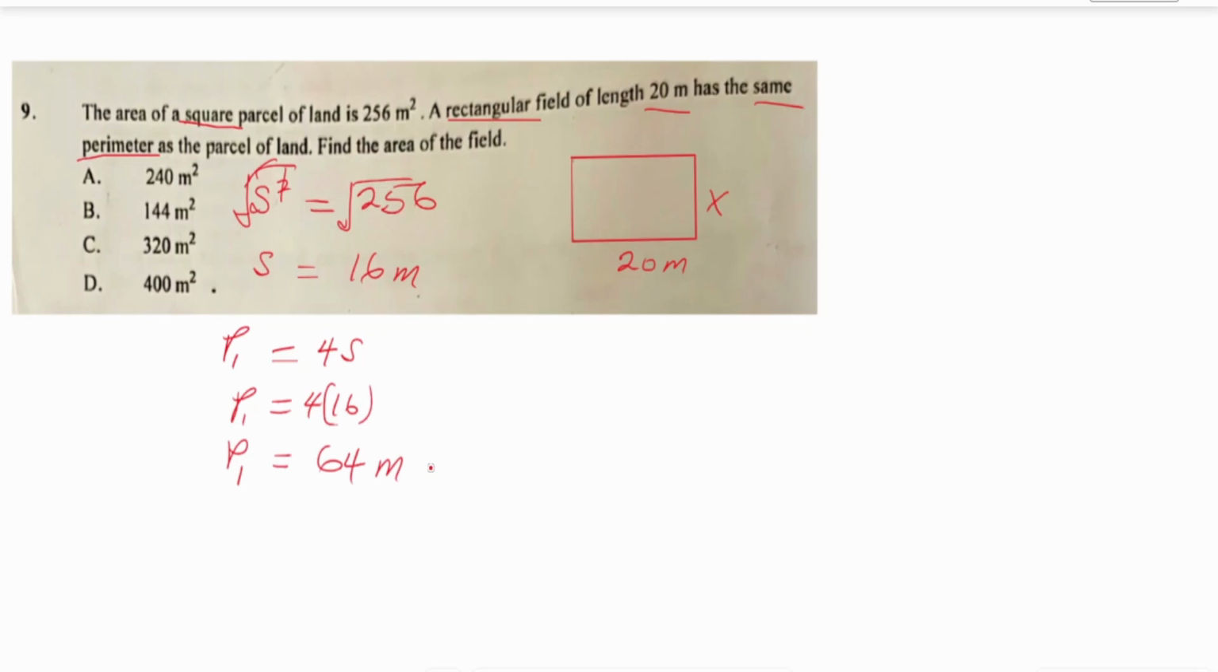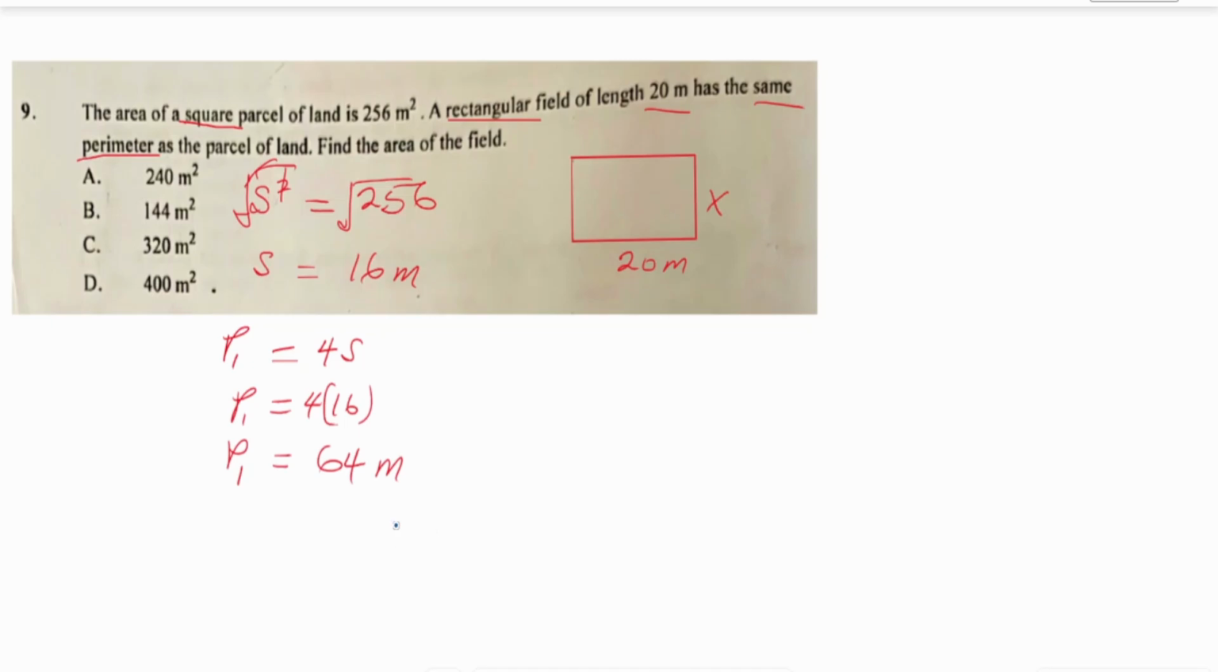Because of that, we are coming back to the question, the part that says that both the square parcel of land and the rectangular field have the same perimeter. So it means that when we add the length of all four sides of this rectangle, we should have 64 meters, right? So that is what we are going to do.